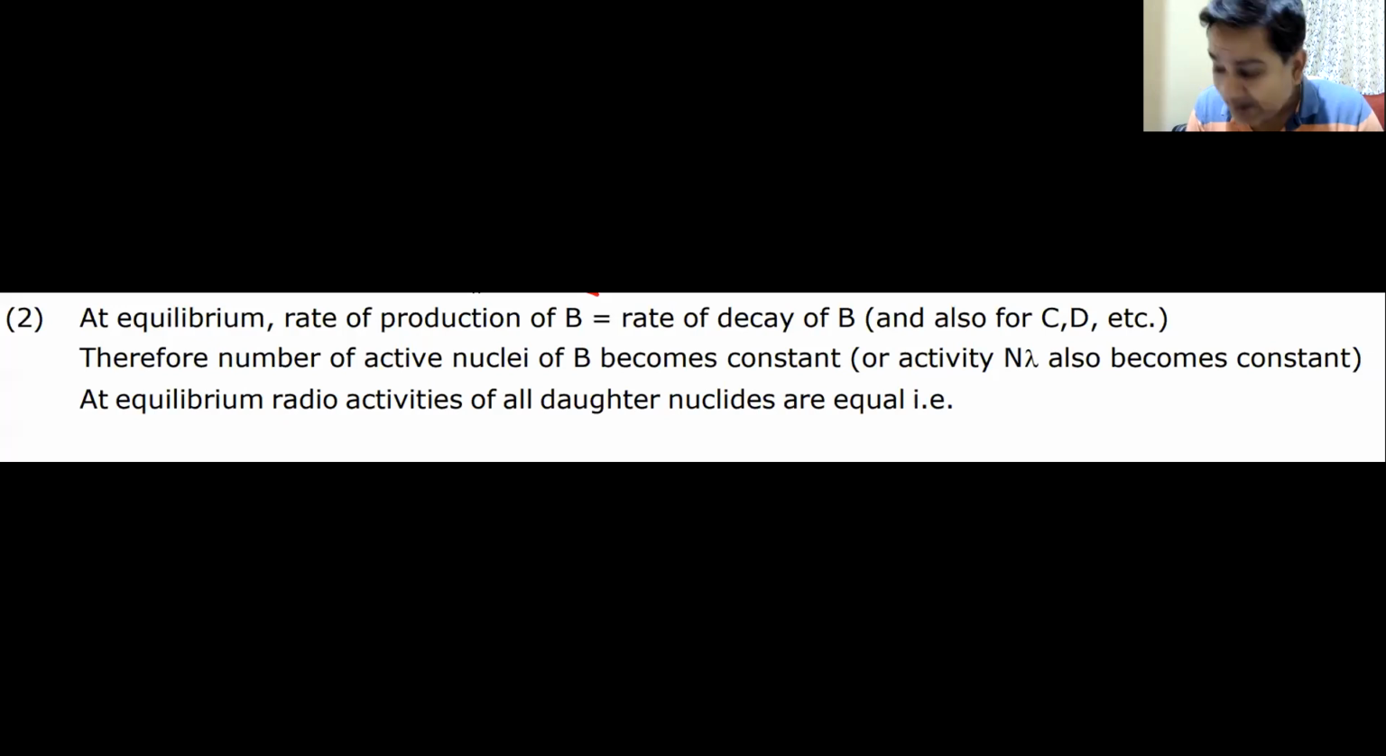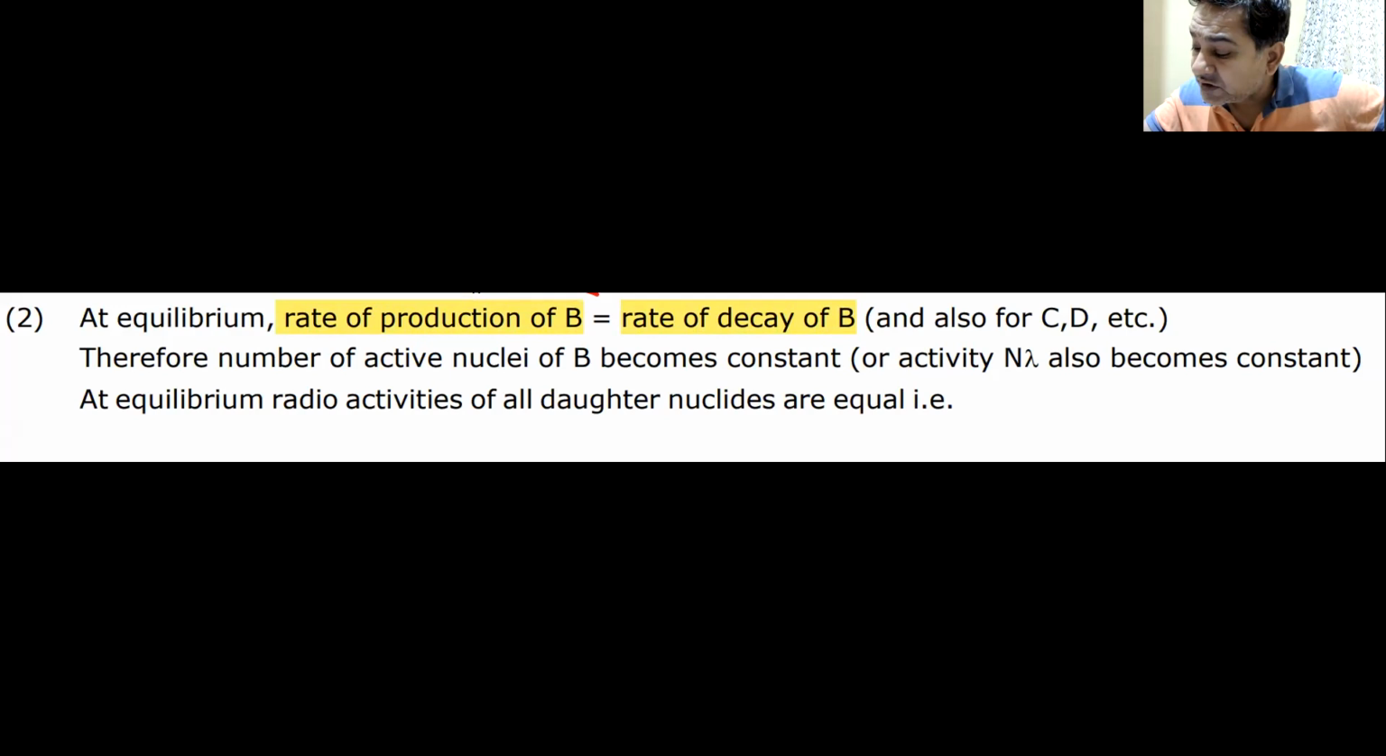Do you understand this? Yes, sir. One hand, A is producing B, other hand, B is producing C. Then tell me, what will you mean by equilibrium? At equilibrium, what will happen is that it's very simple. The rate of production of B becomes equal to the rate of decay of B. Do we understand this? Yes, sir.